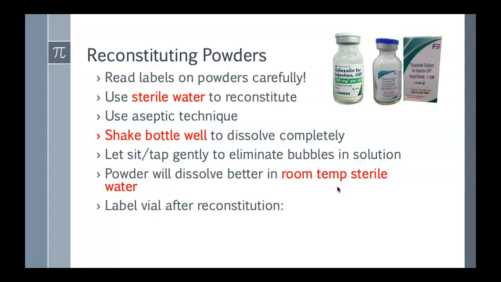And then, of course, label the vial after reconstitution. So nobody knows what concentration that solution is except for you when you make it up. So you need to seriously communicate that to others. So you're going to label the vial with the drug name, the concentration that you've made it up to, the date and time of reconstitution, the expiry, and your initials.